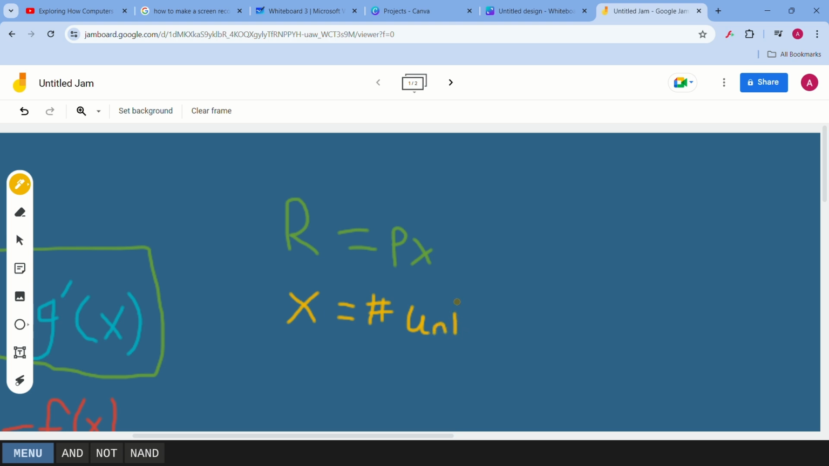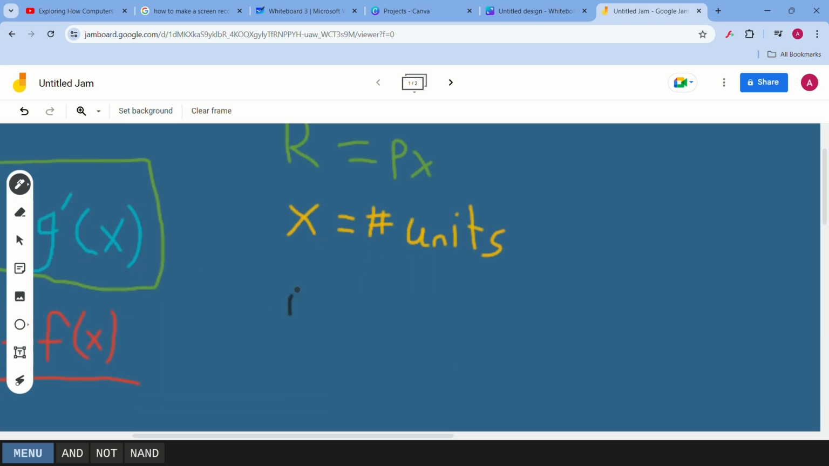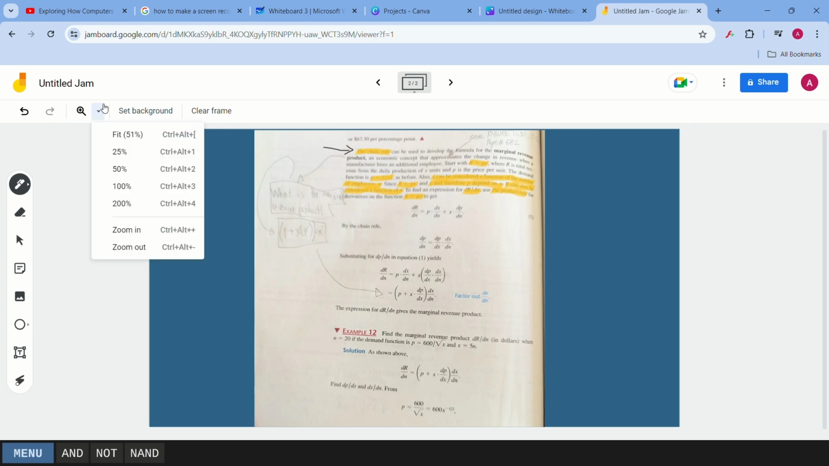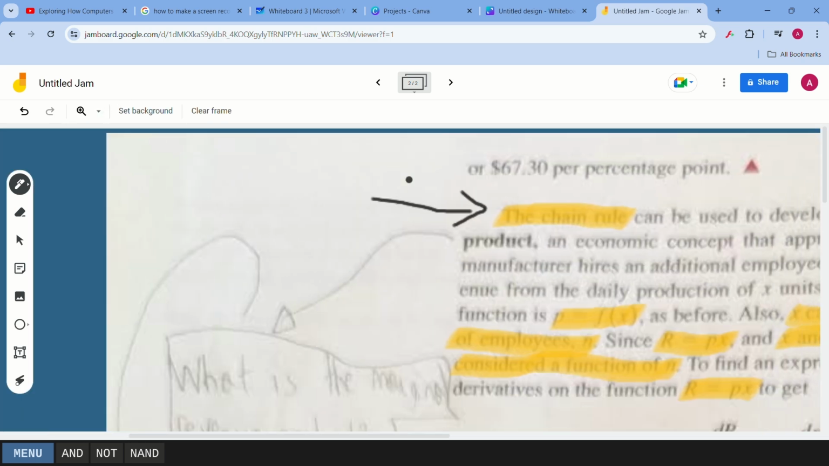So what we can say is that since P is the price per unit, we can also say that P is a function of x. So P equals f of x, or P of x, because it's the price per each unit. So let's go back here. Okay, anyways.